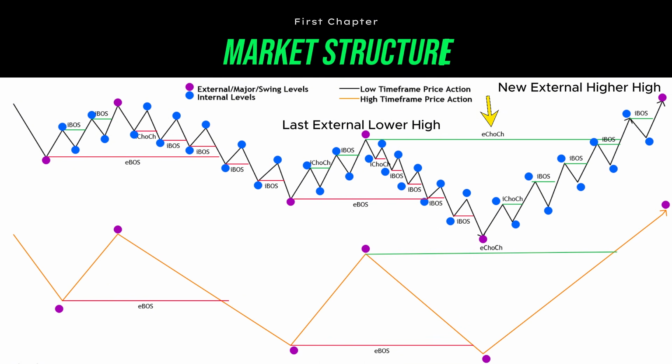We have marked with the purple dots every external level, with the blue dots every internal level. The price action from above, so the black lines, is the low time frame price action, and the one below with the orange lines is the high time frame price action.